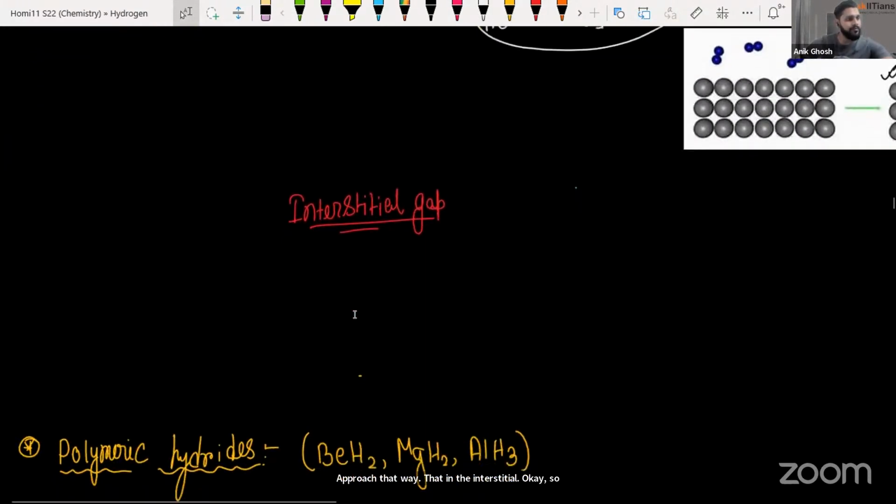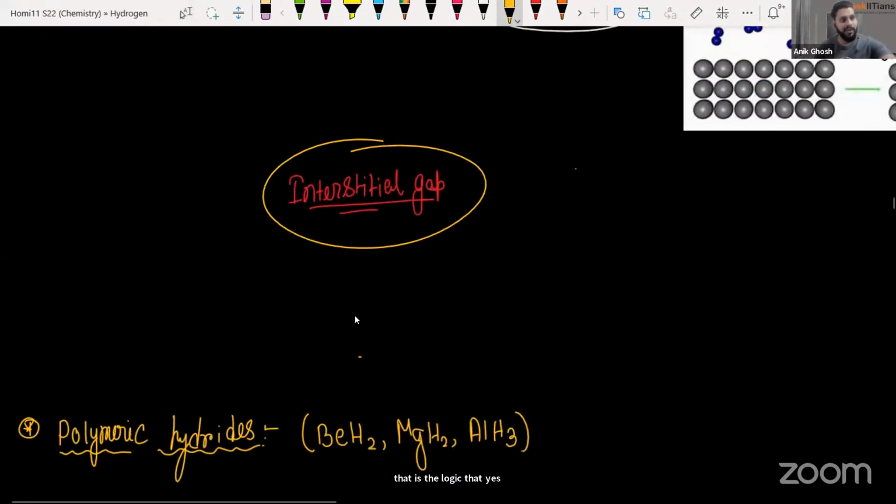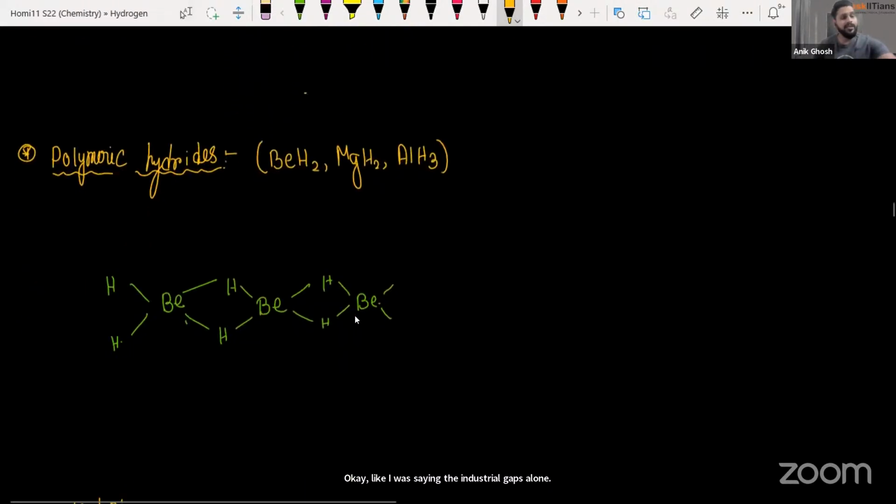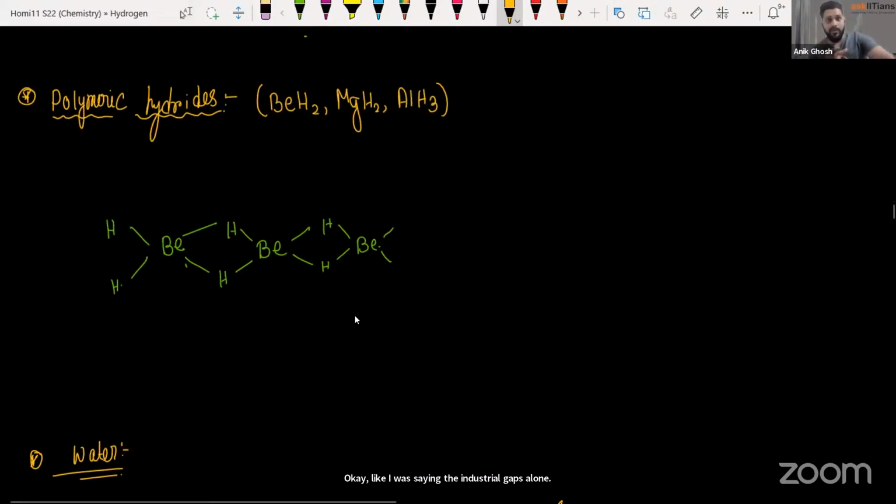Okay. Like I was saying, the interstitial gaps alone. Now, guys, there is another type of hydride, called polymeric hydride. It doesn't come under any clear segregation of hydrides. It's just additional information about hydrides: there are types known as polymeric hydrides, where the hydrides are actually making polymeric structures.